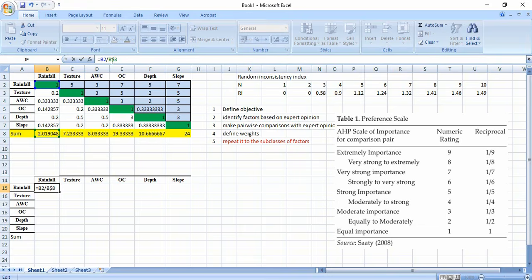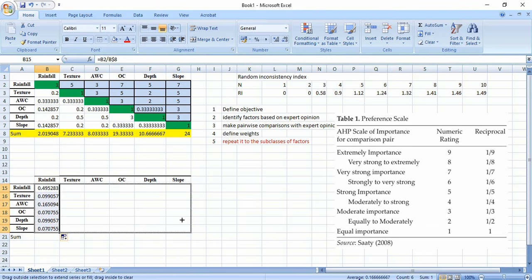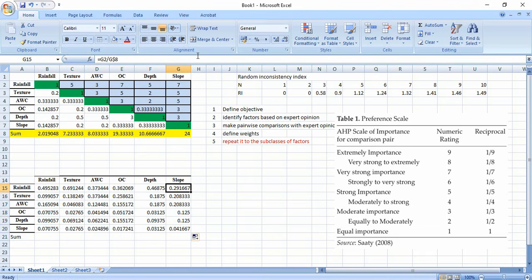and you can write here a dollar sign so that it will be like this, and you can drag it here. So this is this divided by this, this is this divided by this.